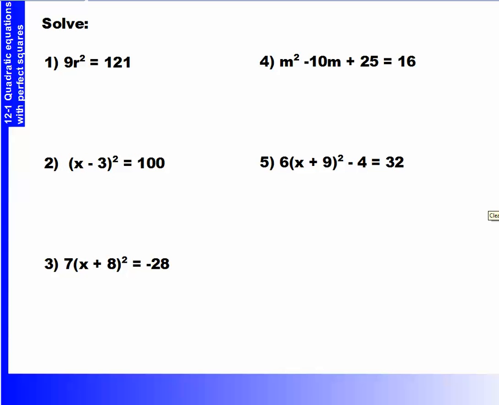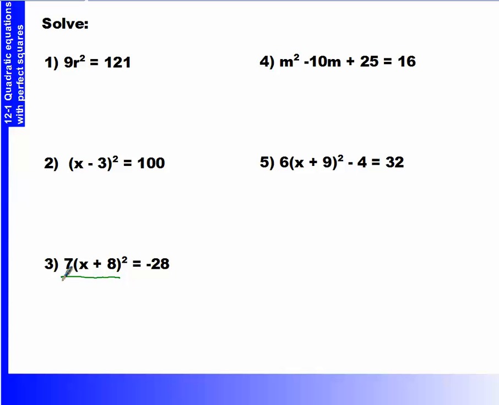So we have 7 times the binomial x plus 8 squared is equal to negative 28. We can't square root things until that piece that's getting squared is all by itself. So what am I going to do to both sides to get that binomial by itself? Michael, would you either divide or subtract 7? You need something with 7. Which one is it, buddy? Divide. Okay.